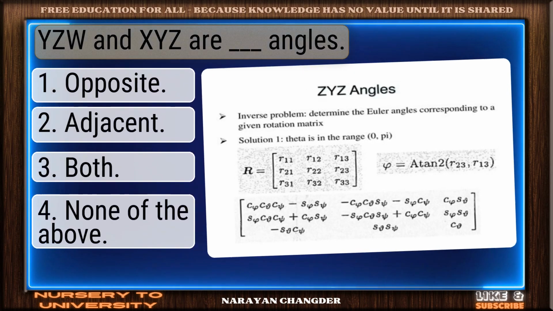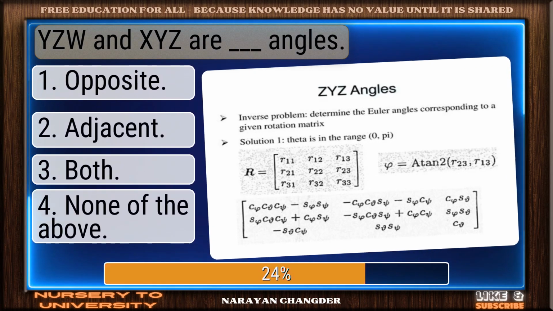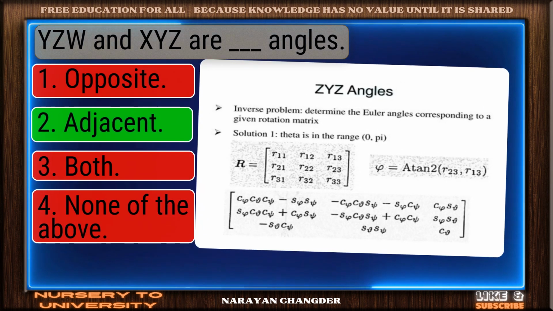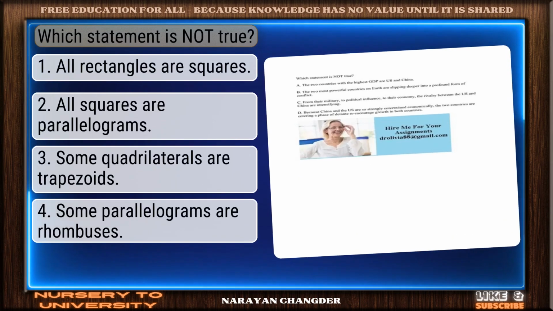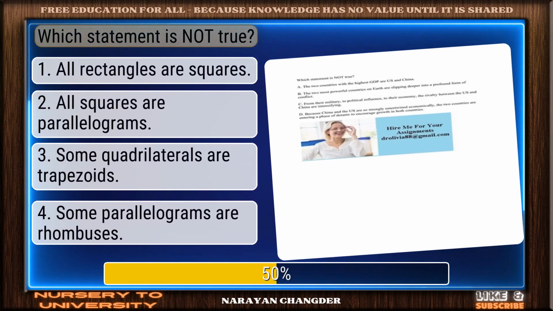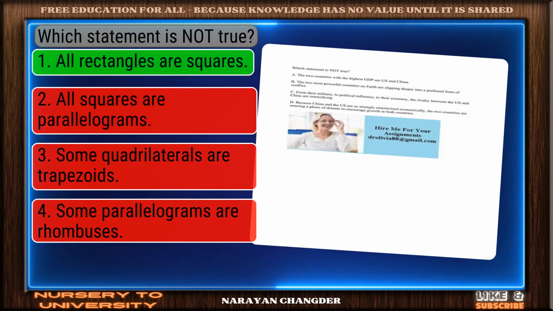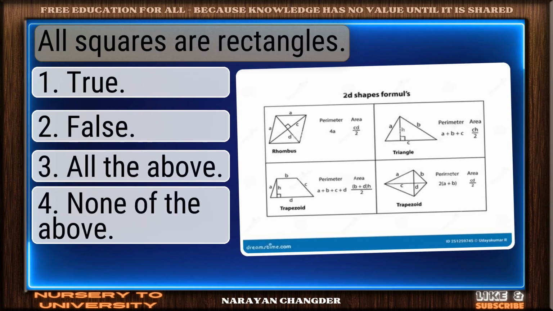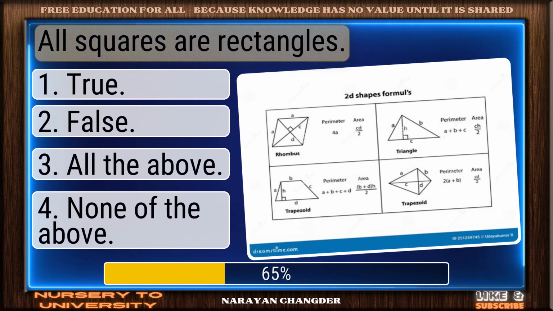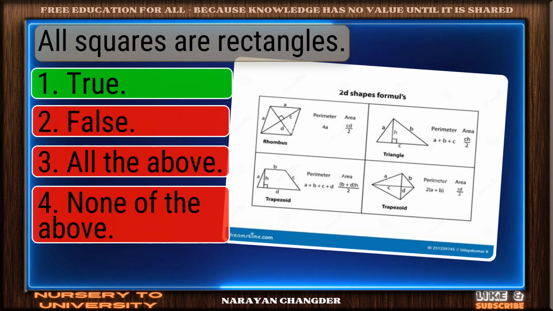Question number 119. Angles a and b are dash angles. You chose adjacent, and it is correct. Question number 120. Which statement is not true? Smart pick. All rectangles are squares is the correct choice. Question number 121. All squares are rectangles. Nicely done. True is a solid answer.